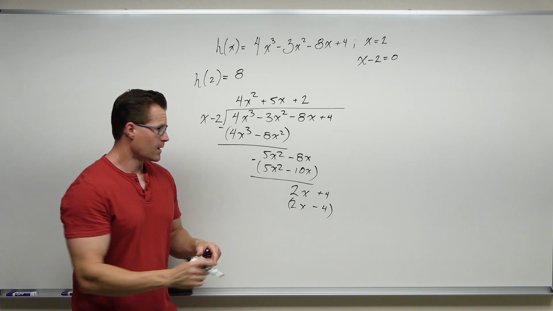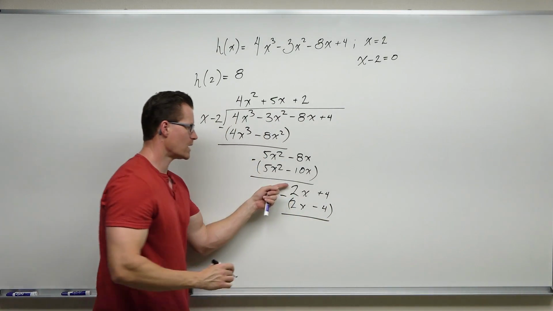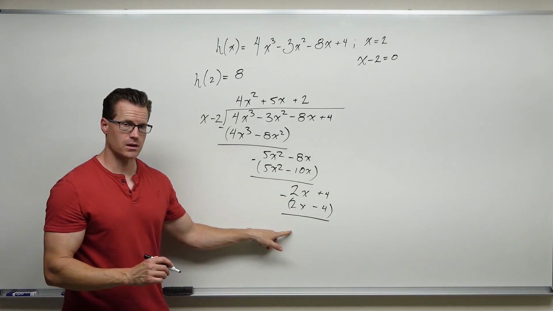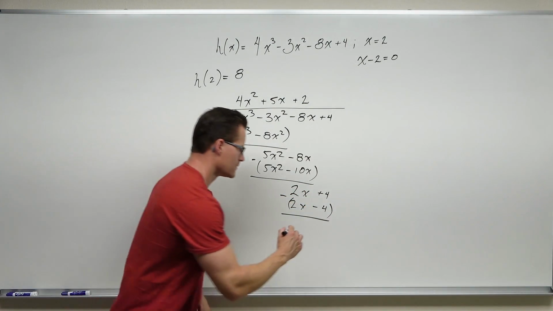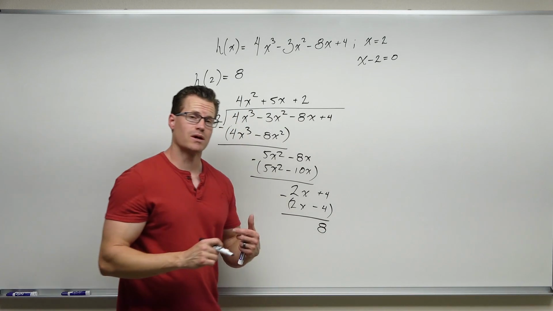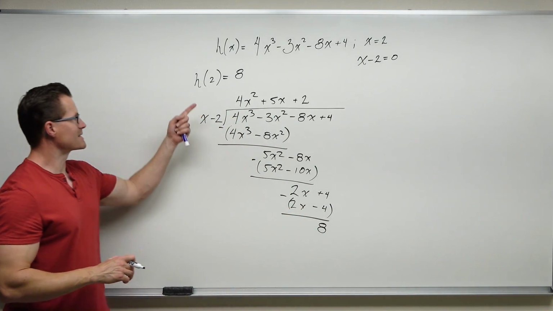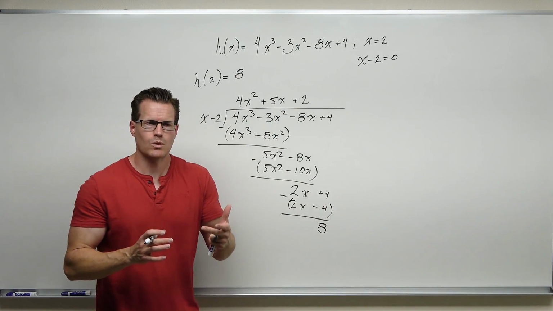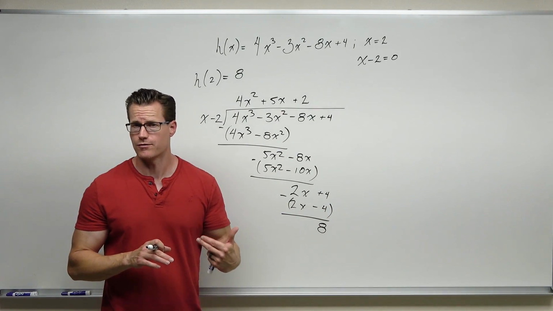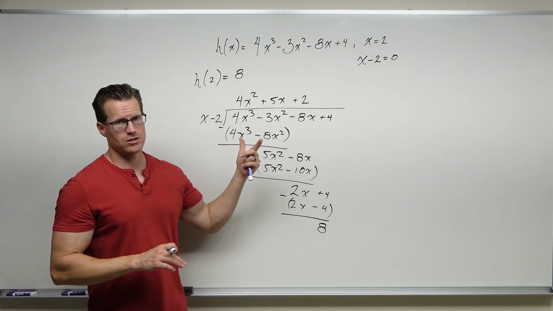It's not 0. Because when you subtract, 2x minus 2x is 0. That's great. But 4 minus negative 4 is 8. That says we have a remainder. Wait a minute. That's exactly what that is. Exactly. That's fantastic. It's what we wanted to happen. We knew that it was not going to factor well. That's not a factor of this.